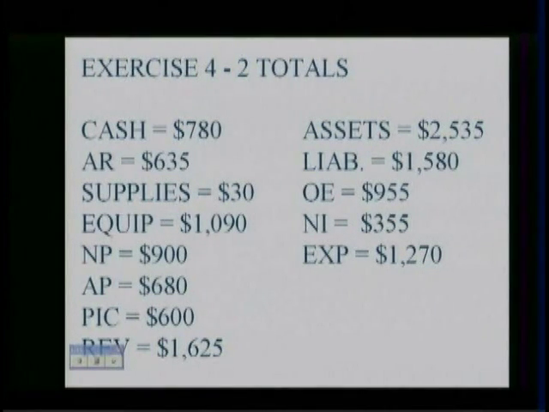Now, if we were going to do a set of financial statements, what we would do next is to take these account balances and list them in order and come up with an income statement first and a balance sheet second. We could even do a cash flow statement and a statement of owner's equity if we wanted to. But those account balances are what we use to come up with our financial statements.